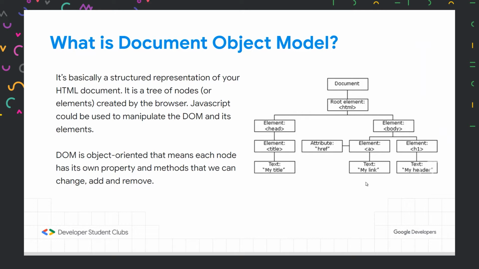So what is document object model? It is basically a structured representation of your HTML document where we have all the tags defined in our HTML. This basically creates an object of each element and then keeps it nested under each other. This way, we could access this object in JavaScript and then manipulate them as we want. So DOM is object oriented. That means each node has its own property and there are methods as well that we can use to make changes to our elements or to add elements or to also remove elements.